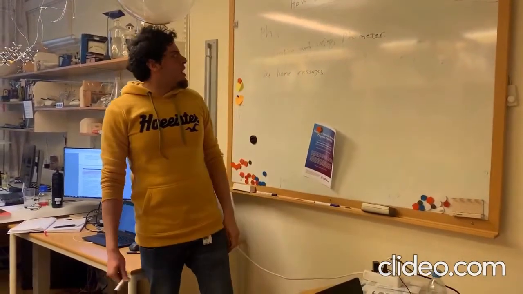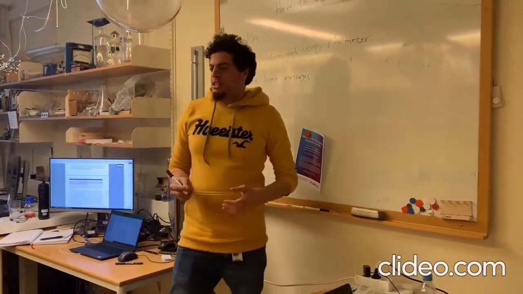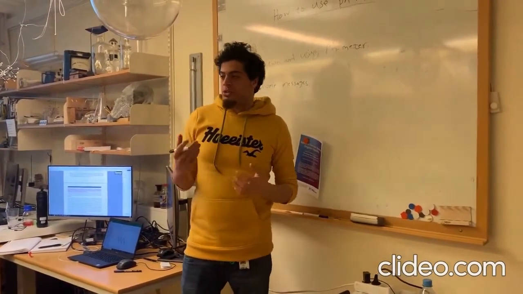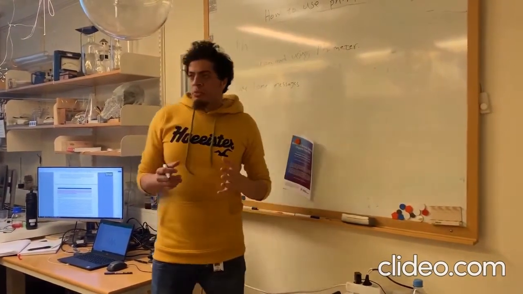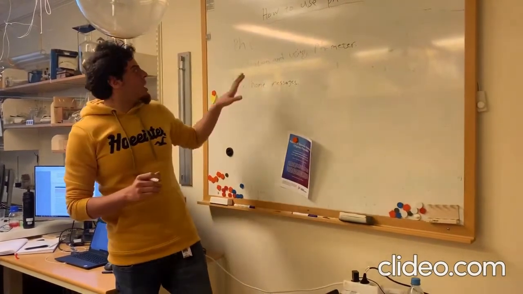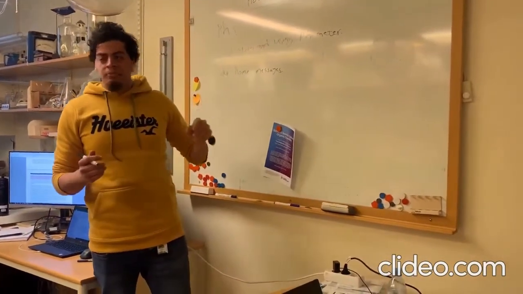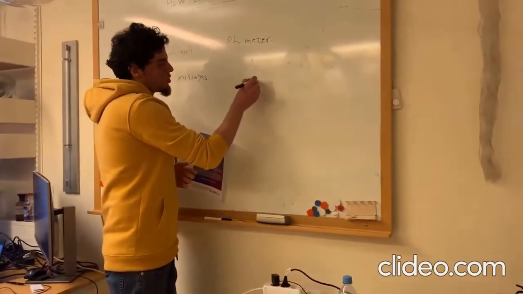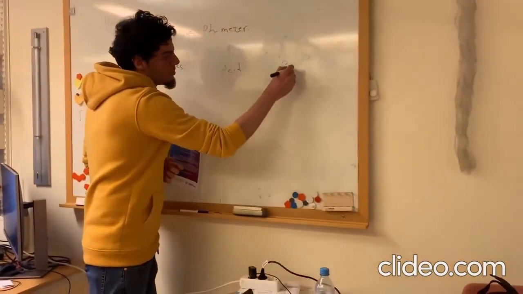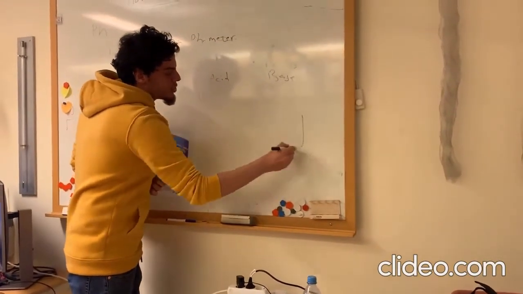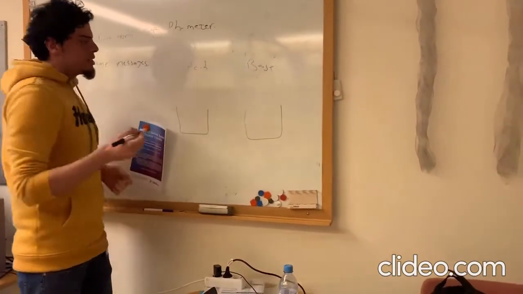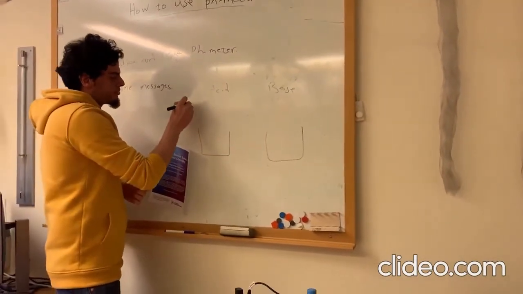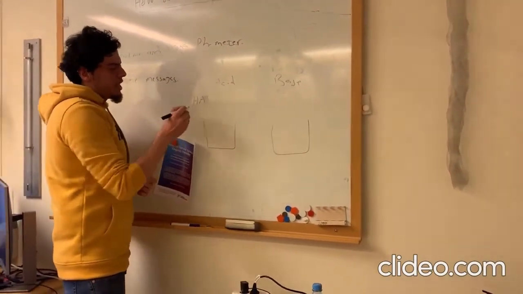Okay, so first, a pH meter in general is an electrical device that is used to measure the acidity or basicity of an aqueous solution. And I need to explain first what pH is in theory. So basically, you know that a solution can be an acid or a base. For the acid, let's give it the sign HA.